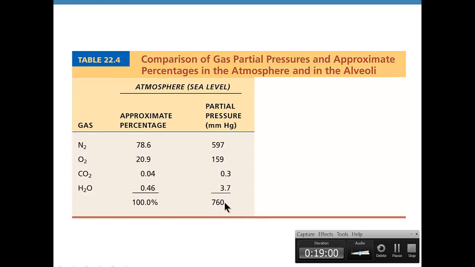So if we take these percentages and look at the partial pressure of total air, 760 millimeters of mercury is air pressure at sea level, and we break that up based on percentages. So I take 0.46 of 760, I get 3.7. If I take 0.04 of 760, I get 0.3. If I take 21% of 760, I get 159. These are the partial pressures of these gases, okay? So in pure air outside, these are the partial pressures.